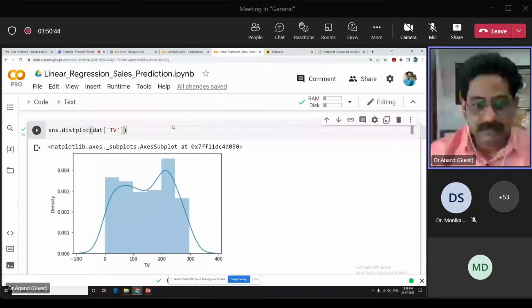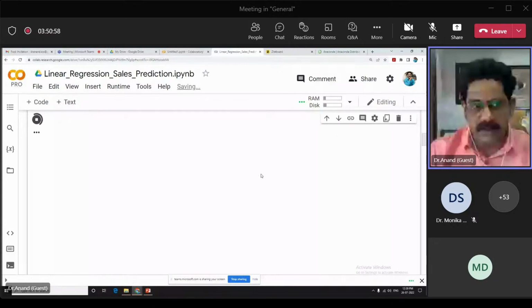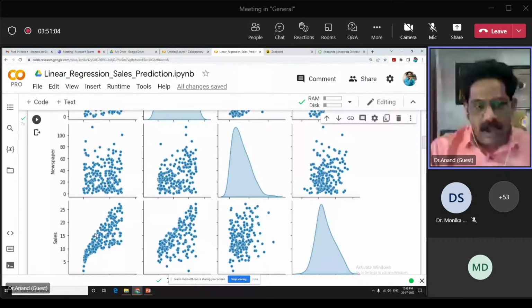So instead of seeing one by one, you have something called a pair plot. You can investigate all features at one place. The entire data frame I have passed here. You can see all features, how they correlate with each other. What is our dependent variable? Our dependent variable is sales. How do sales correlate with the TV investment?